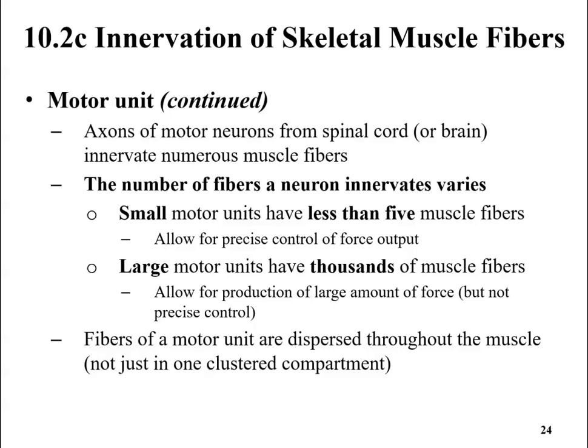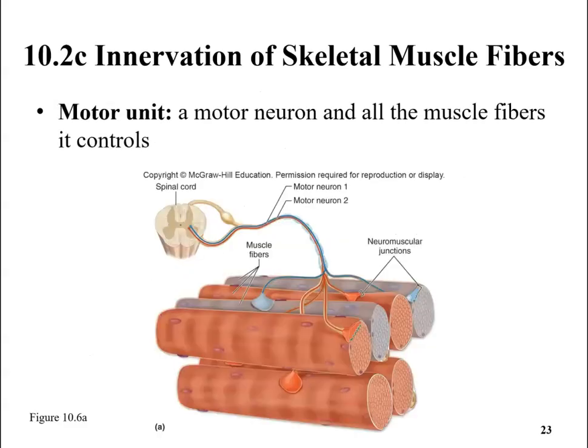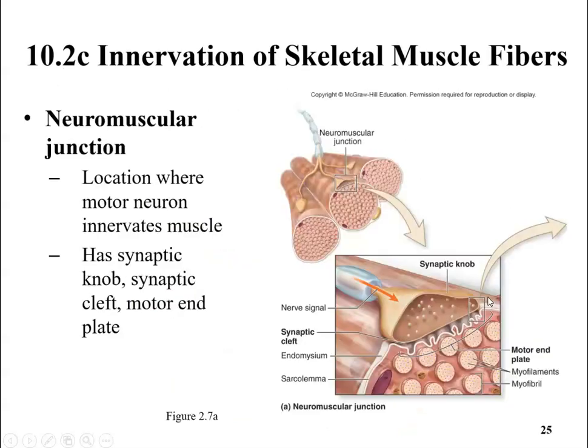Fibers of a motor unit are going to be dispersed throughout the muscle, so it's not just going to be clustered in one compartment like we can see here. These fibers are dispersed throughout. They're not all just clustered right together.